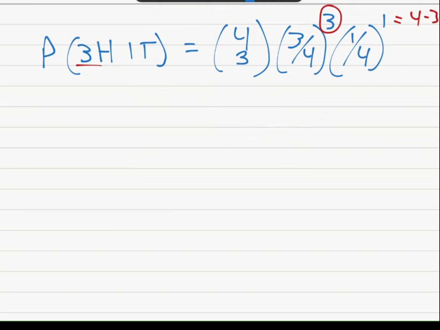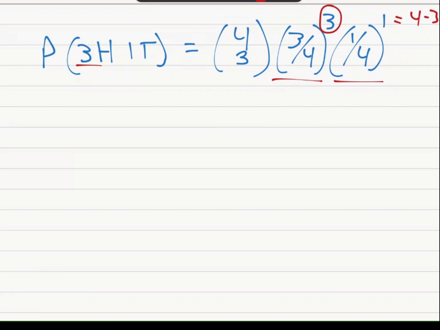The key is that I have 4 choose 3 patterns. I have this probability occurring. The probability of success occurs in the pattern 3 times, and the probability of failure occurs in there 1 time. Okay, and so that's how I can use the binomial theorem to solve probability questions.